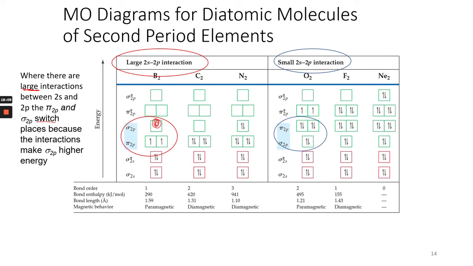Okay, when there are small or no interactions, then it follows the normal rule, where you're going to fill your sigma 2s, antibond sigma 2s, then your sigma 2p, and then your pi 2p, antibond pi 2p, antibond sigma 2p. So notice how these two are swapped. They swap to become this when there are large interactions.